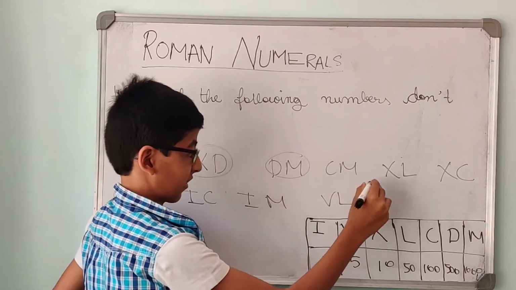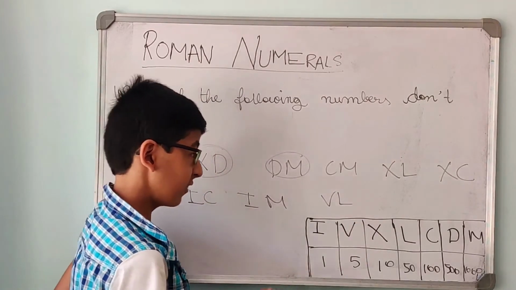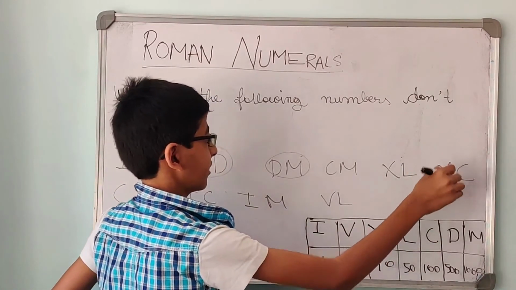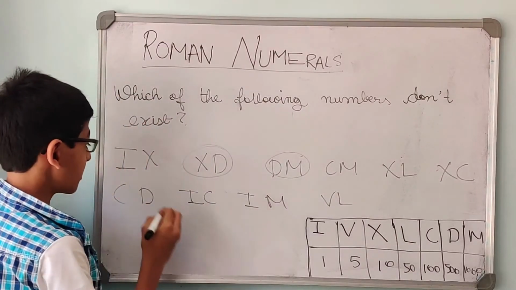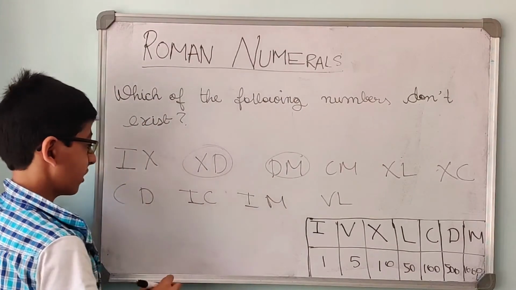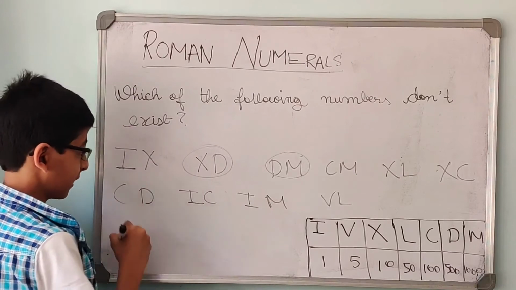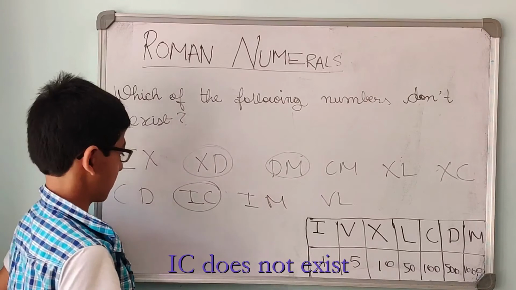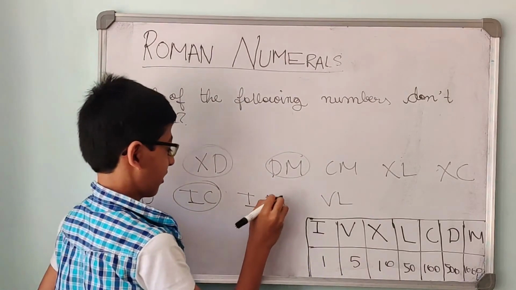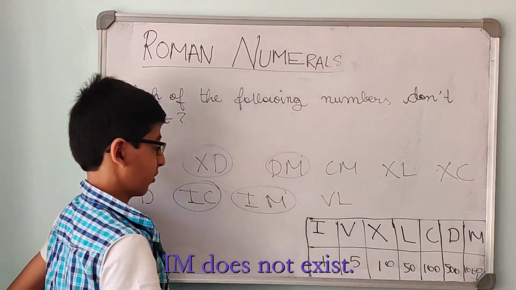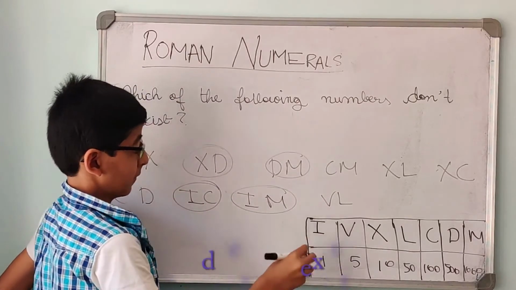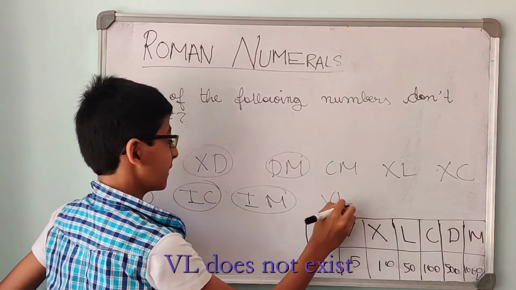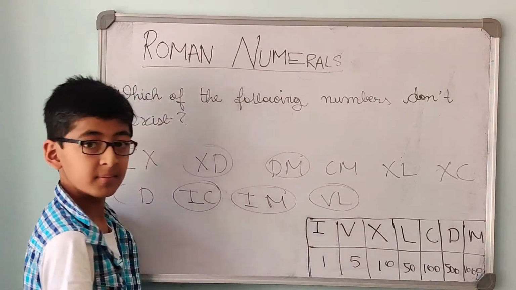Now can we write XL? Yes, X can be written behind L and C. And now XC is also allowed. CD, are we allowed to write CD? Yes, C can be written behind D. Now can we write IC? No, I can be written only behind V and X. So even this is wrong because I can't be written behind M. Now can we write VL? No, V can't be written behind any number.